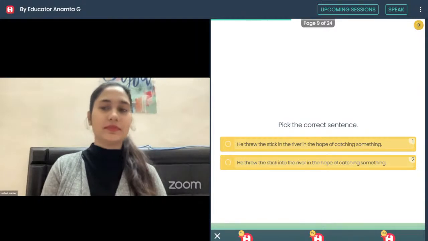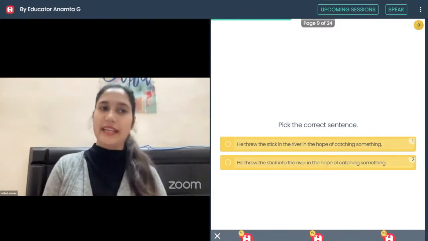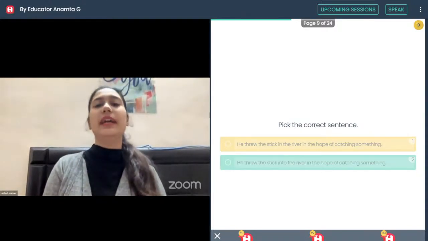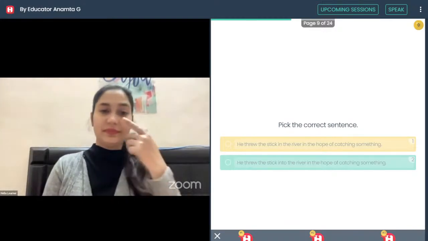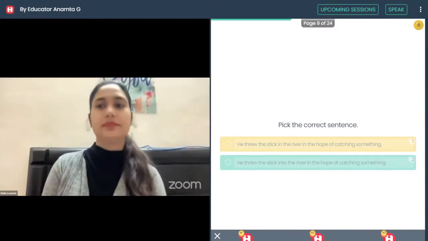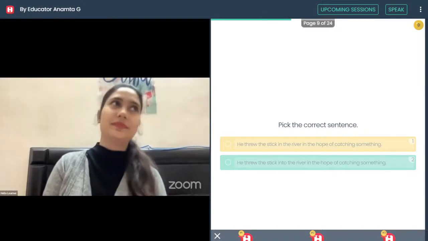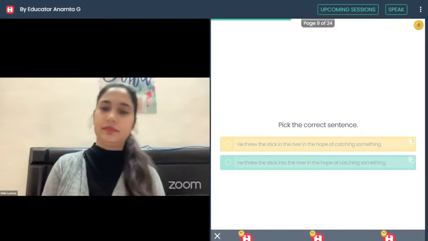He threw the stick into the river in the hope of catching something. Second one, correct answer, ma'am. Yes, the second one, correct. Please explain. So the second one is correct because he threw the stick into the river. It's threw into the river. It's a motion. So in motion we use into, not in. Super Mehak, correct. When it's in the river, we can say it is in the river.